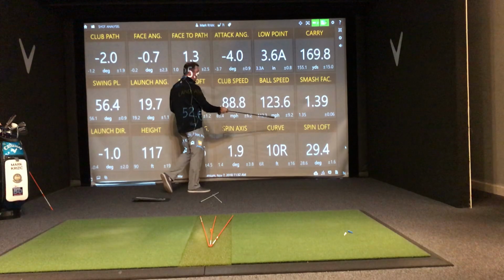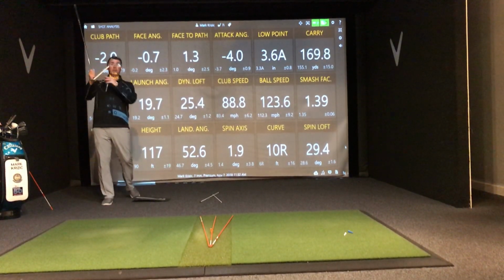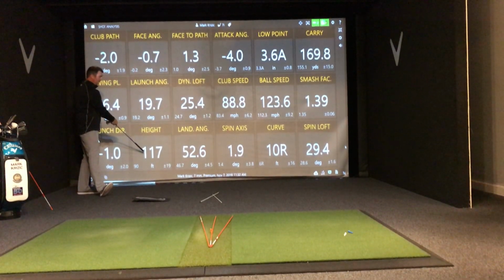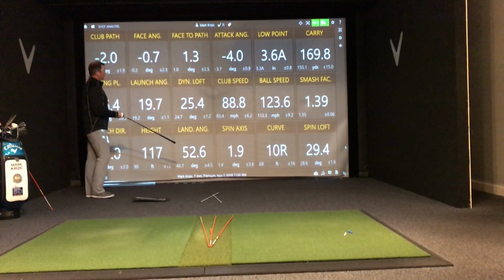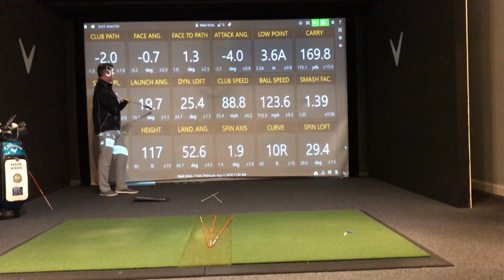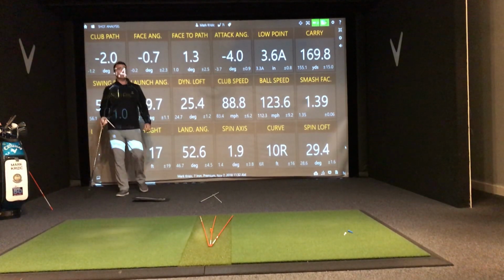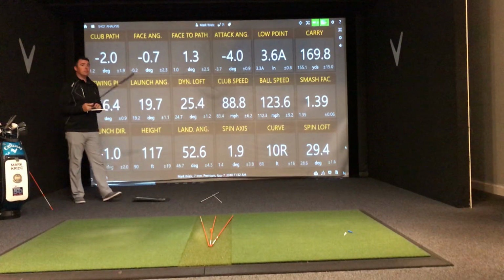And then spin loft. If this is 40 degrees, that was my spin loft, so it was a high shot. The things that I would want to try to change: one, I would want to change my launch angle. As soon as I change my launch angle, my dynamic loft changes. So let's take a look at what this shot means.